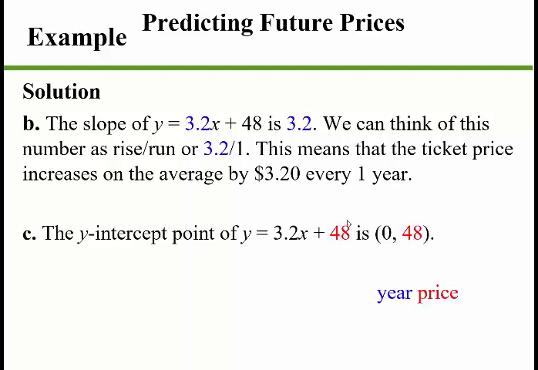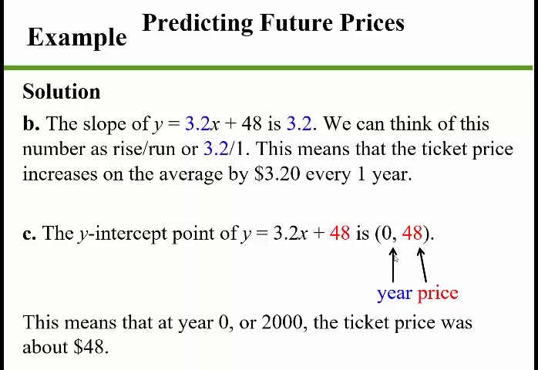Now the intercept is 48. That's saying when x is equal to 0, the price was 48. So this means that at year 0, or 2000, the ticket price was $48.